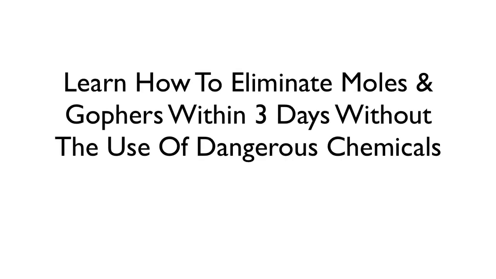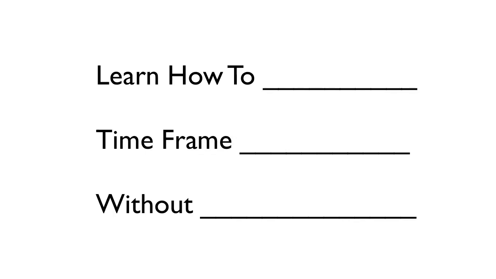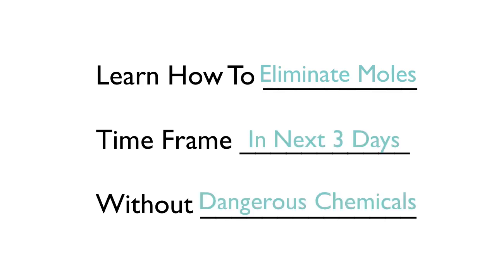So here's an example. "Learn how to eliminate moles and gophers within 3 days without the use of dangerous chemicals." Okay, now look at that just for a second. That's a great headline. And you can see with that headline, learn how to what? Eliminate moles and gophers. In what time frame? In the next 3 days, without the use of dangerous chemicals. So you see what I mean? This is a powerful template. It's very simple, but it works. If you use this, tell them what they're going to learn, how long it's going to take, and without the frustrations, the pain, the anxiety, whatever, that can be a powerful, powerful headline. Okay? So if you'll try that out, I know you'll have success with it.